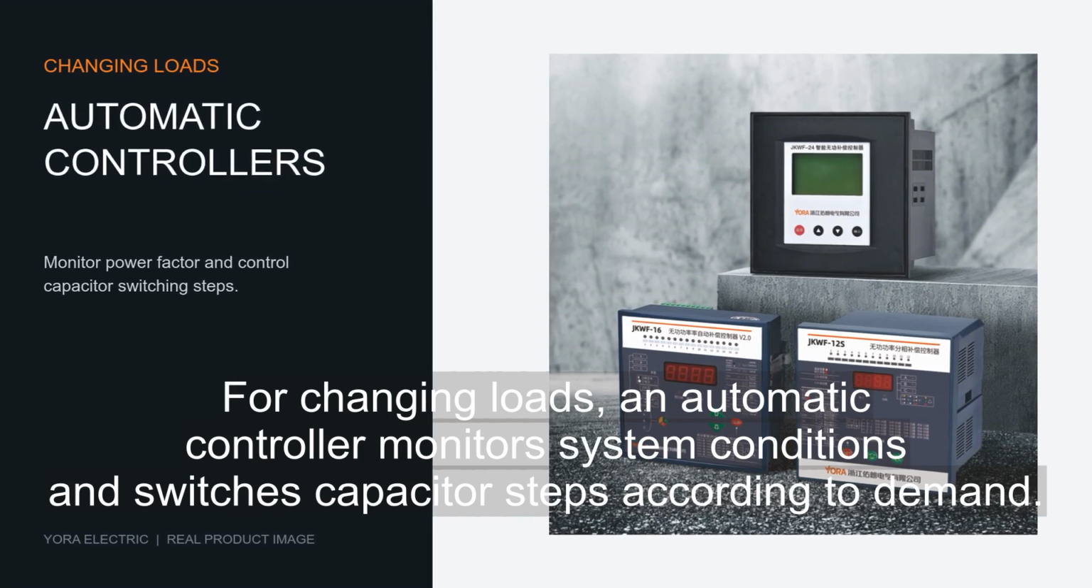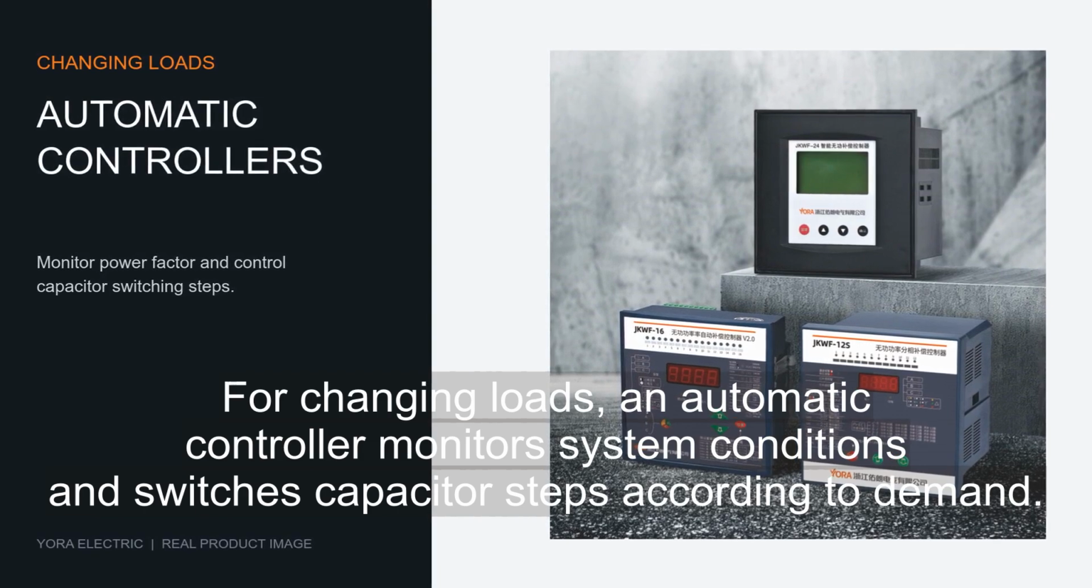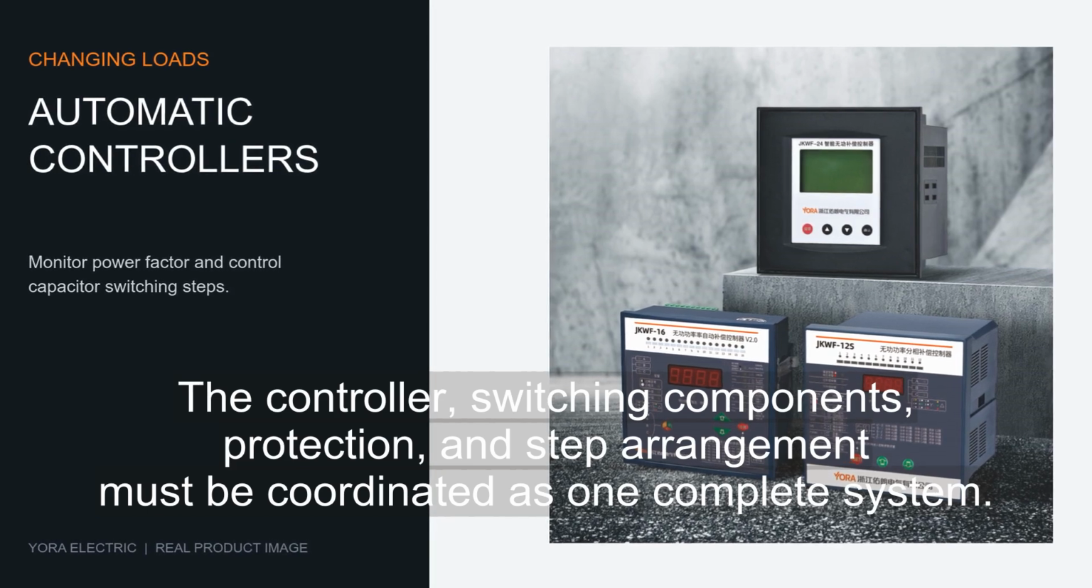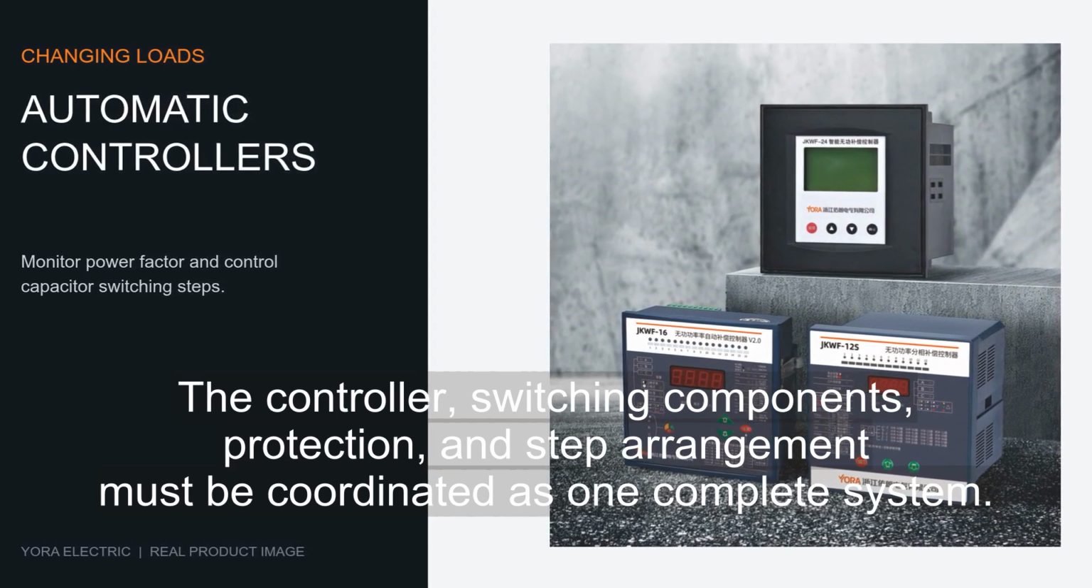For changing loads, an automatic compensation controller monitors system conditions and switches capacitor steps according to demand. The controller, switching components, protection, and step arrangement must be coordinated as one complete compensation system.